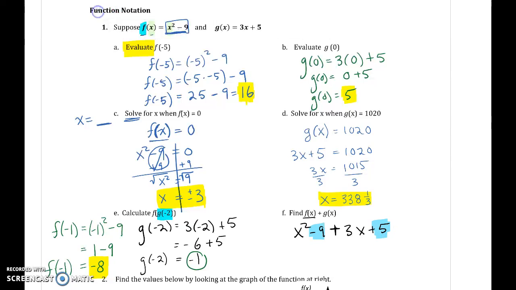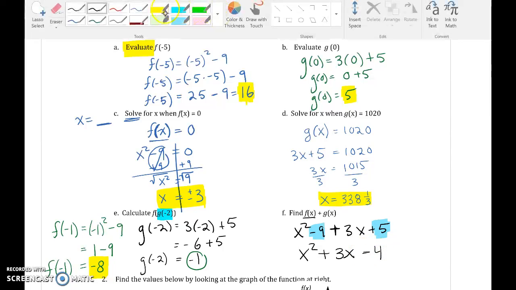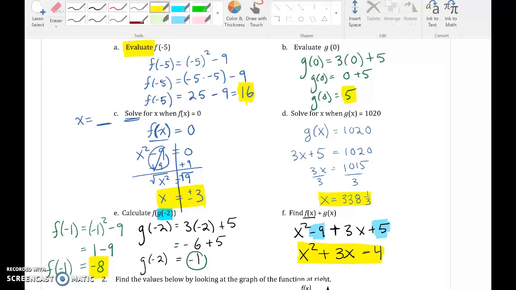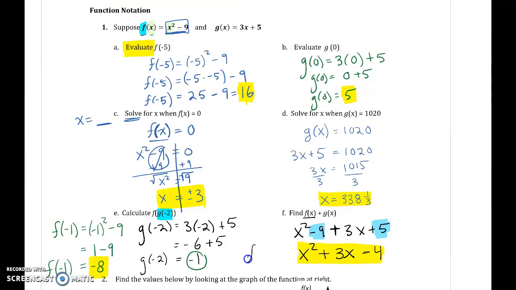So I'll go ahead and combine those. I still have my x squared term. I'm going to move my x term in the middle just to fit with my standard notation. And -9 plus 5 would be -4. And that's it. That's my final answer. None of those other terms combined. That's the simplest I can put this function into. So f of x plus g of x is simply equal to x squared plus 3x minus 4.